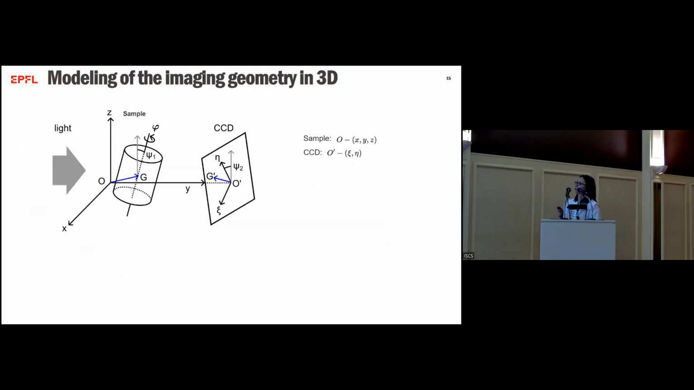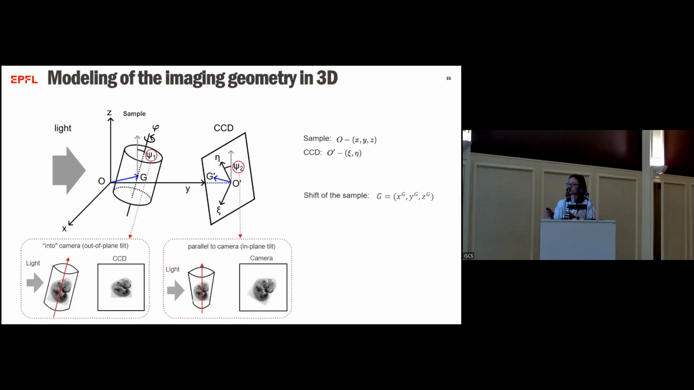So now let's have a look at the imaging geometry of OPT in 3D. We have light coming from the left side, propagating along the optical axis, the y-axis, and arriving at the detector plane, the camera. The sample here is represented by a cylinder that is placed in a 3D coordinate system X, Y, Z with origin O. And the detector plane is described by a 2D coordinate system ξ and η with origin O prime. The sample is first shifted to any location G. And we describe this shift of the sample by this coordinate.